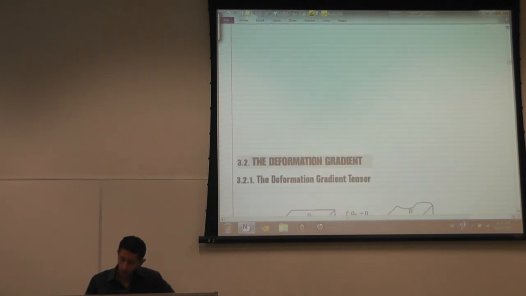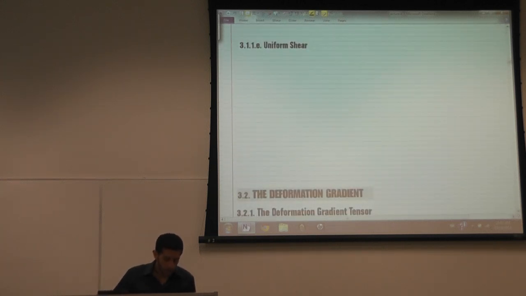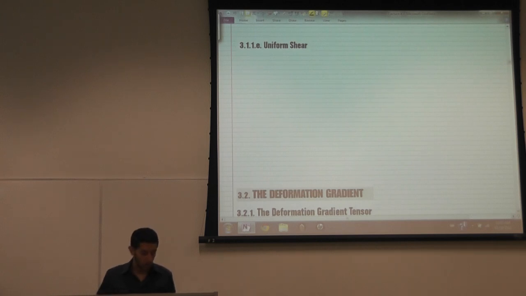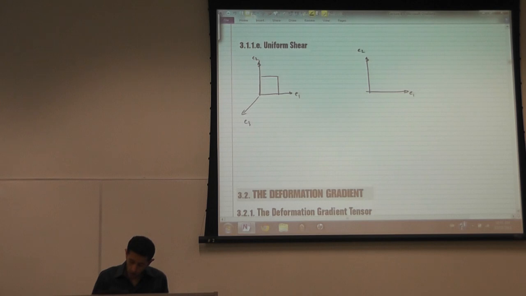The last simple movement is uniform shear. A simple shearing movement is described as a shearing angle along a certain direction and perpendicular to another direction.